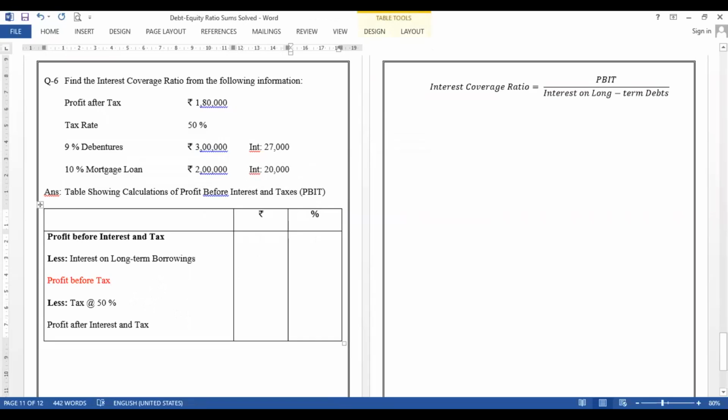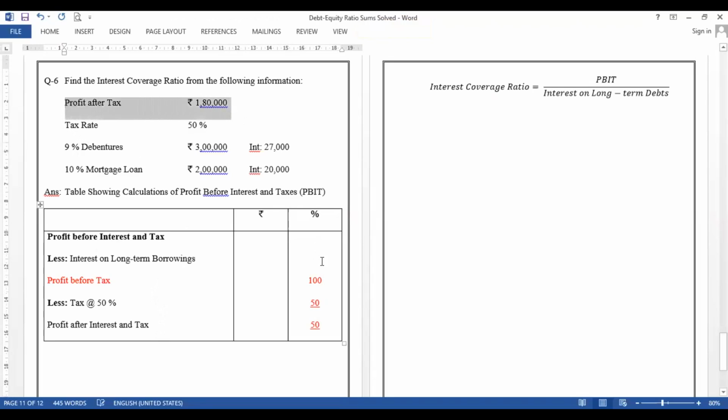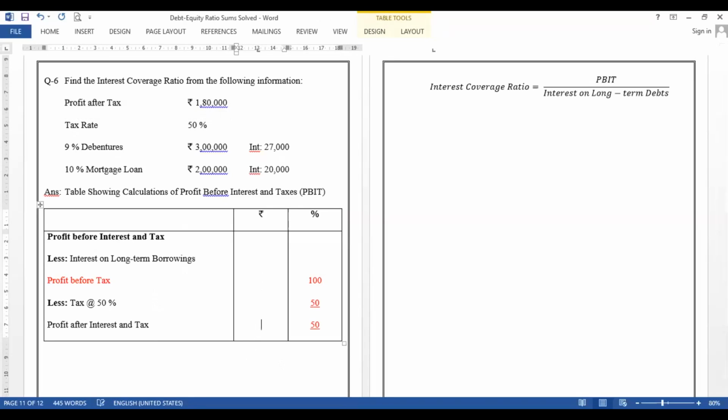Again, I'll start by assuming the profit before tax as 100. Tax rate can be seen as 50%, so the profit after interest and taxes will be 50% only, right? And the amount given to us is profit after tax, rupees 1,80,000. So let me write this amount as 1,80,000. Again, the same way as we did in the previous sum, for this 50%, if the amount is 1,80,000, for 100 it will be how much? For 50 it is 180, for 100 it is very easy to calculate. That will be 3,60,000.